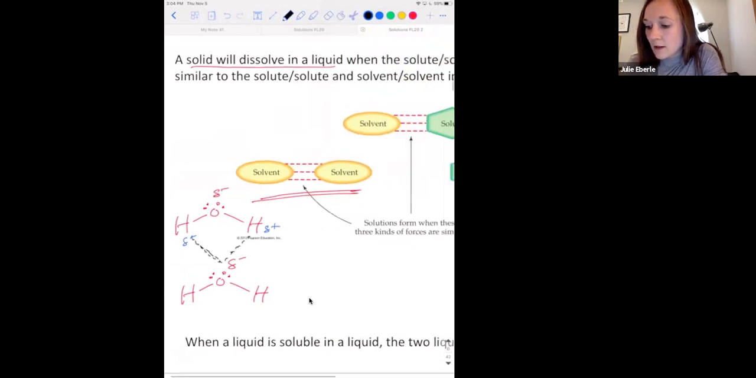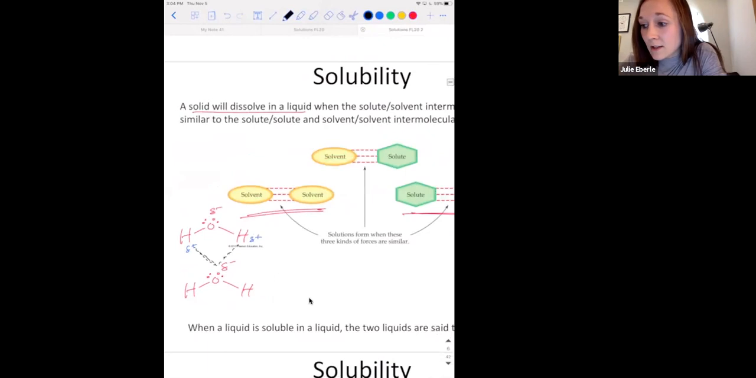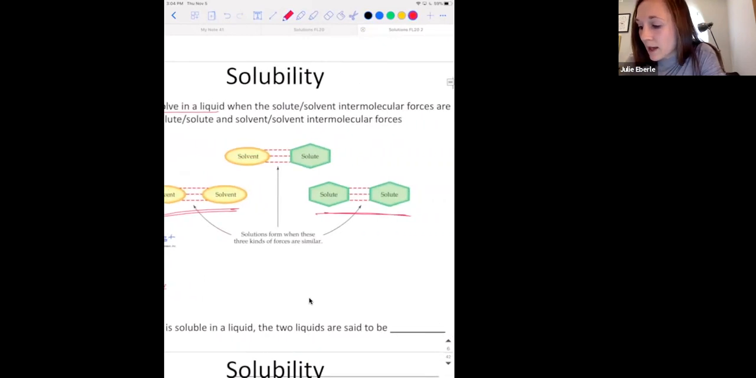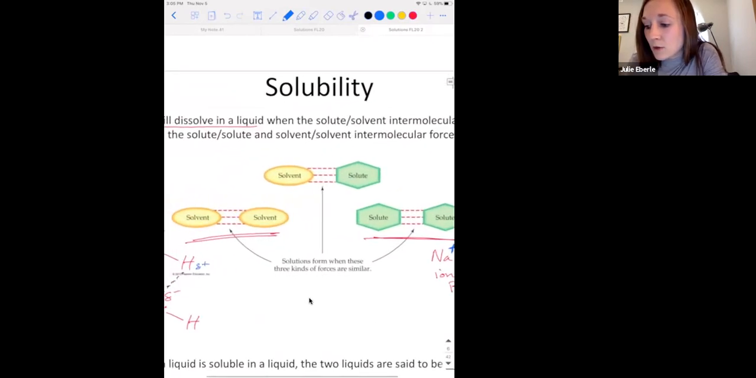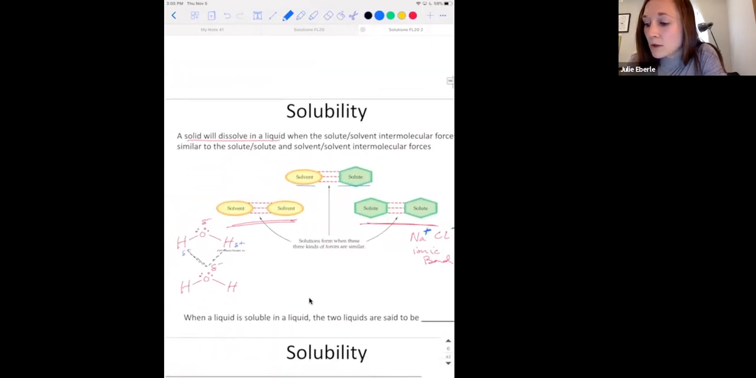Okay. So in the same context, if we have NaCl as our solute, we know that this is held together by an ionic bond, which is a permanent separation of charge. This is the cation, and the chloride is the anion. So because it's all based on separation of charge, which are similar concepts, these two things, the solute and the solvent, will dissolve together. But if they're not similar, then they won't mix.